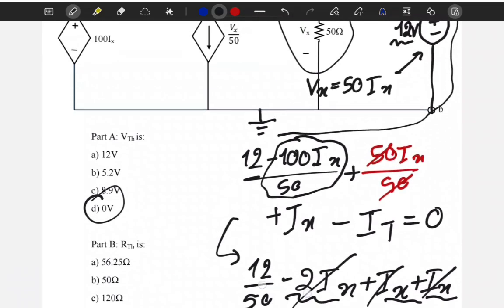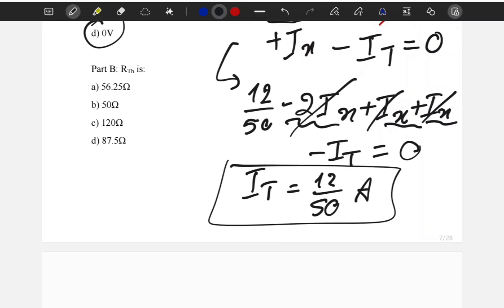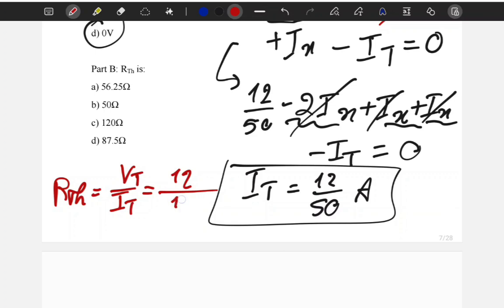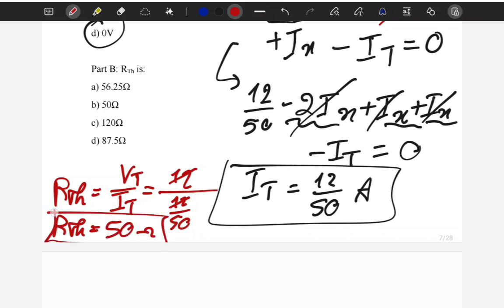Okay, now we found IT and we said that R Thevenin is going to be equal to VT divided by IT. So VT is equal to 12, IT is 12 over 50, so 12 and 12 cancel, carry the 50 upwards, so we have R Thevenin equal to 50 ohms, which is answer B.